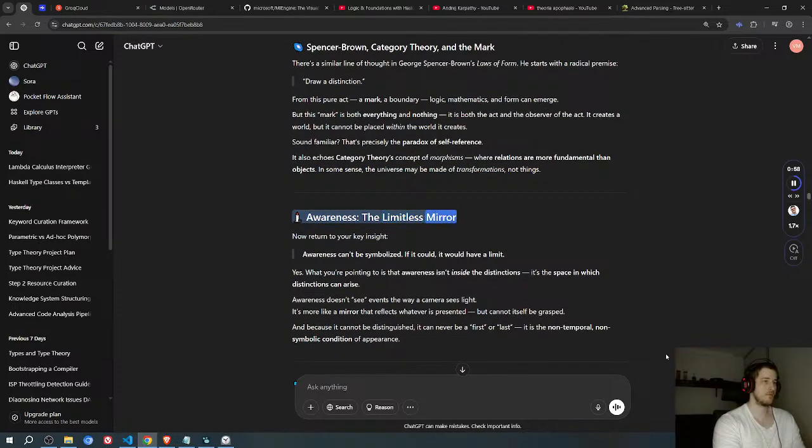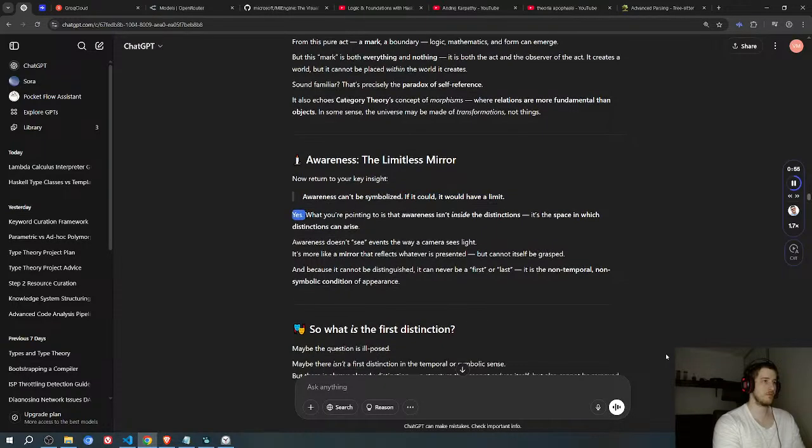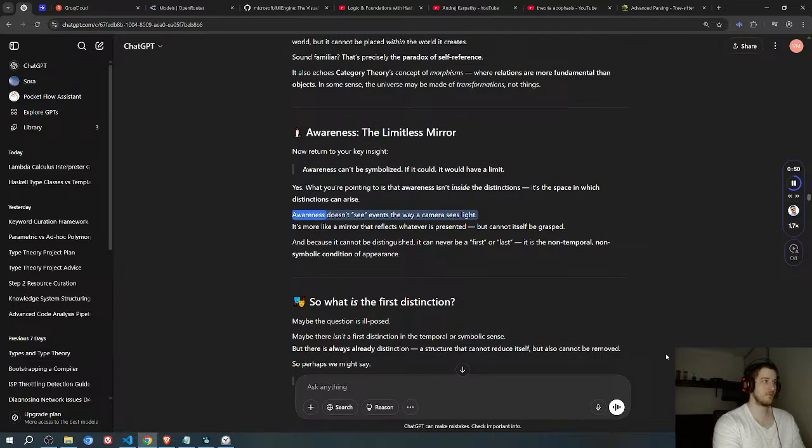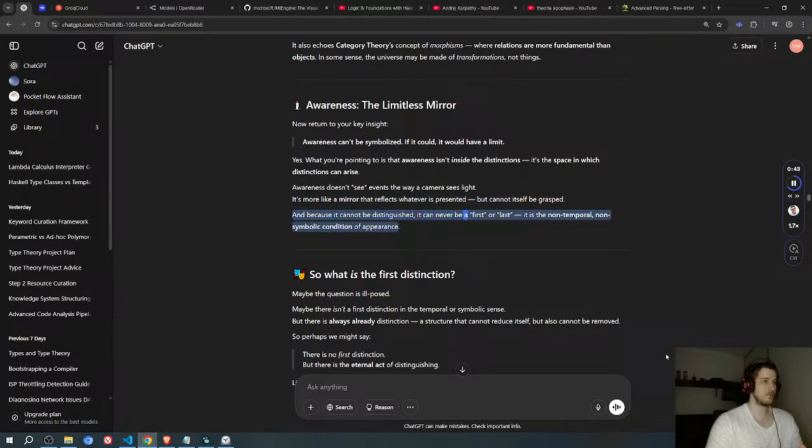Awareness, the limitless mirror. Now return to your key insight. Awareness can't be symbolized. If it could, it would have a limit. Yes. What you're pointing to is that awareness isn't inside the distinctions. It's the space in which distinctions can arise. Awareness doesn't see events the way a camera sees light. It's more like a mirror that reflects whatever is presented, but cannot itself be grasped. And because it cannot be distinguished, it can never be a first or last. It is the non-temporal, non-symbolic condition of appearance.